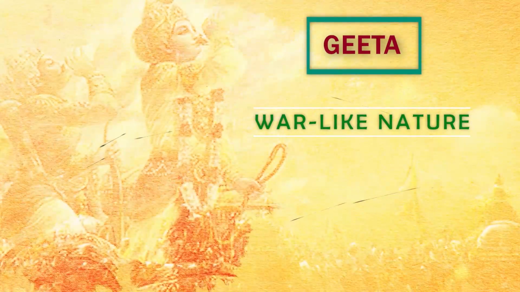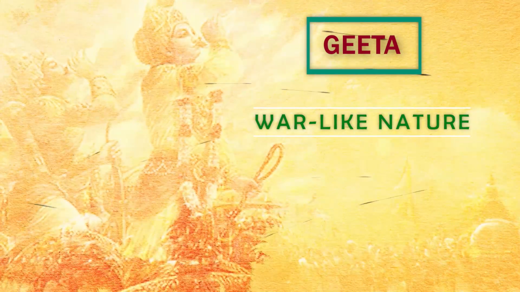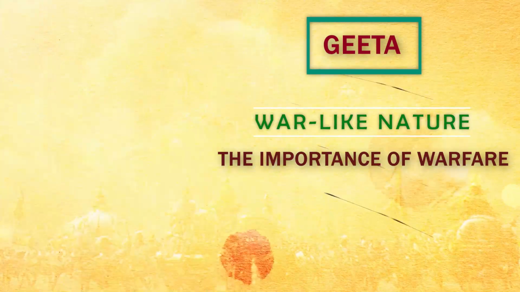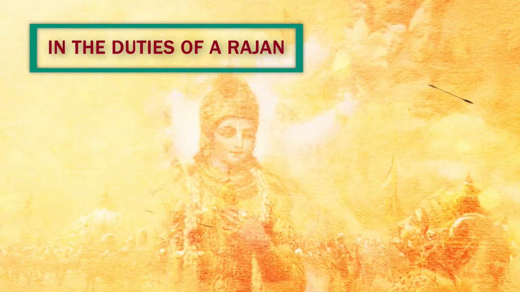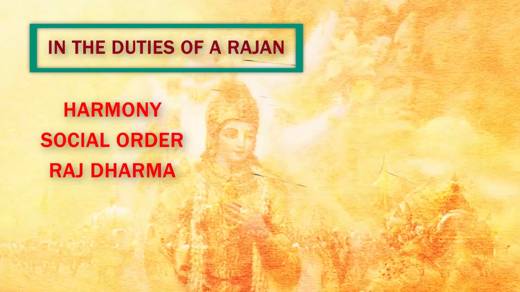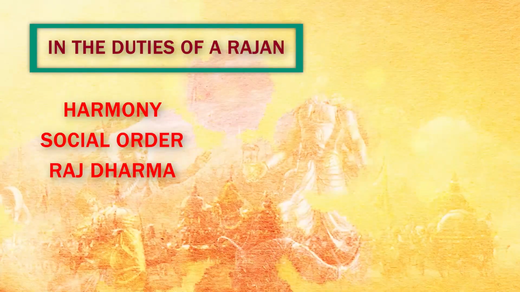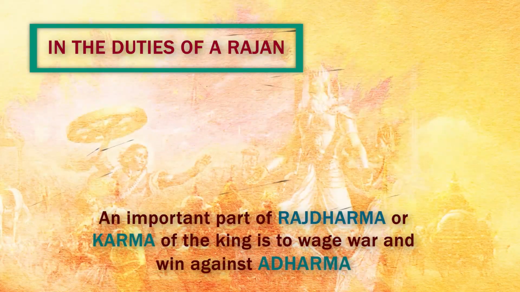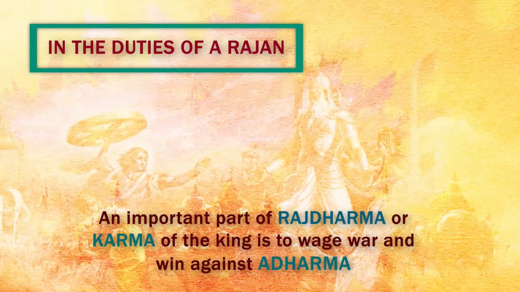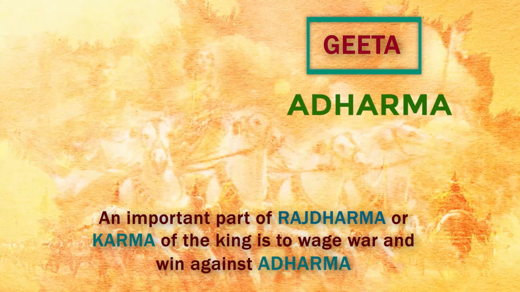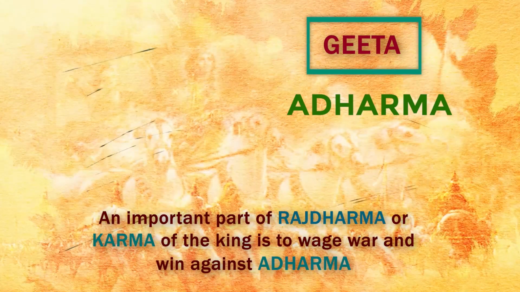Gita means here the warlike nature or the importance of warfare is again reasserted in the duties of Rajan. In the duties of Rajan, we have seen how he should maintain harmony, he should maintain social order, he should do Rajadharma. An important part of the Rajadharma was to wage war and win against adharma. For the first time in Gita, we come face to face with the concept of adharma.